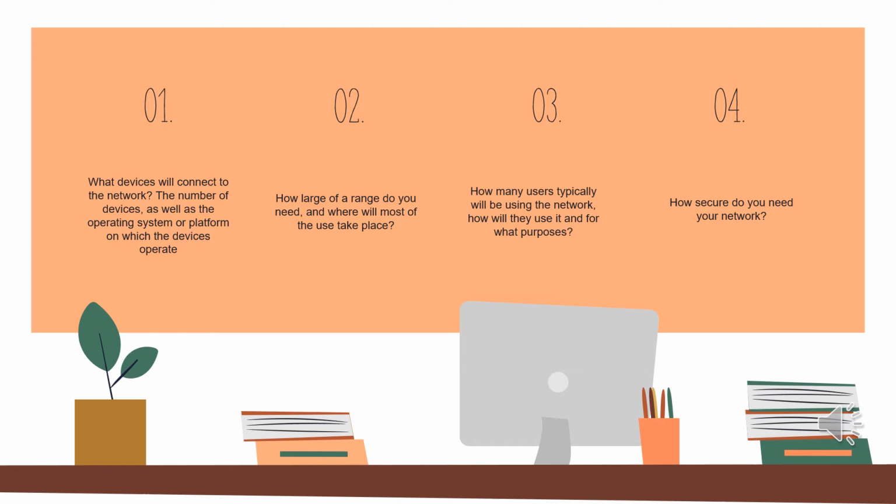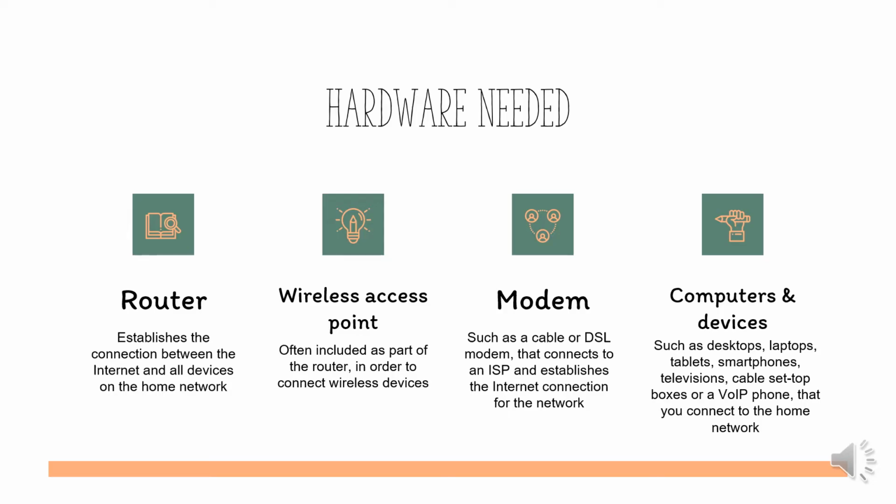The third question is, how many users typically will be using the network? How will they use it, and for what purposes? The number of users affects the capabilities of the network and determines whether you need to define permissions for certain users or devices. Lastly, how secure do you need your network? Hiding the network name, requiring passwords, or having a user with network administration capabilities can help ensure your network is safe from unauthorized use.